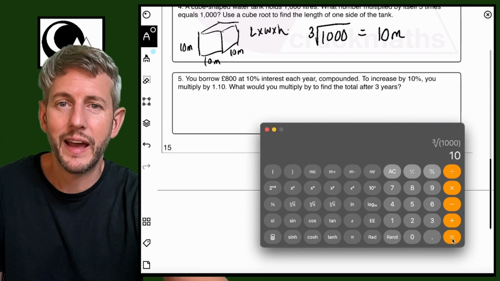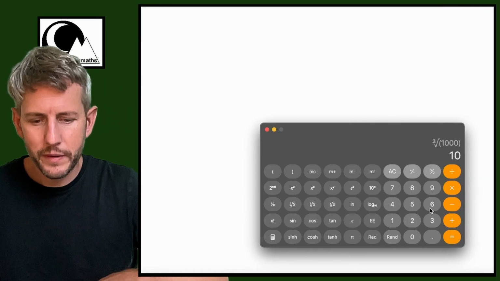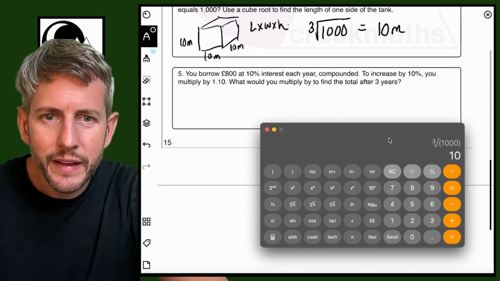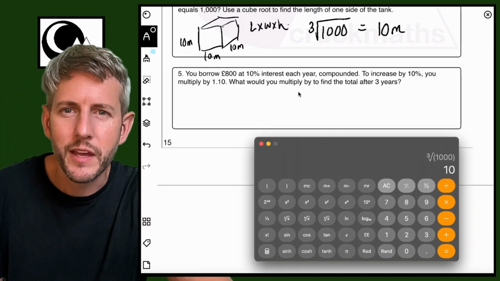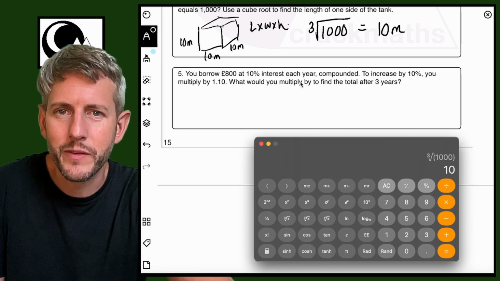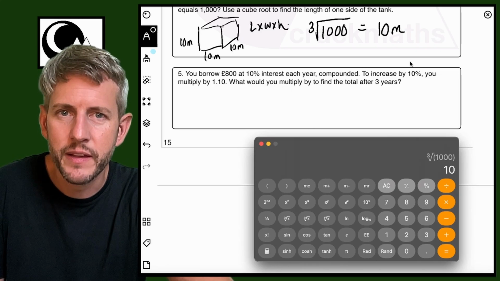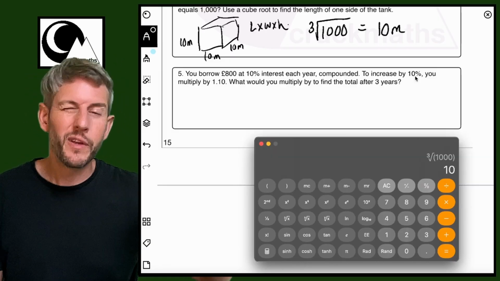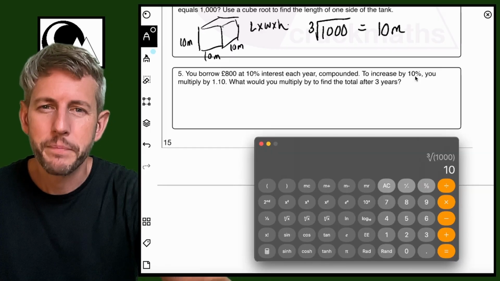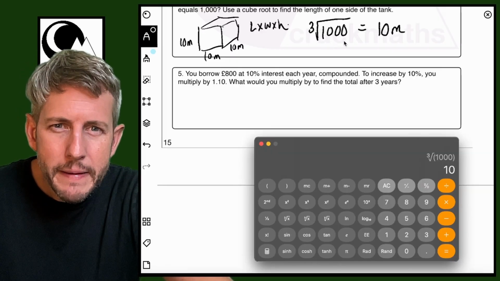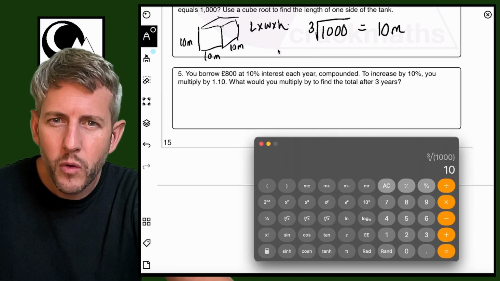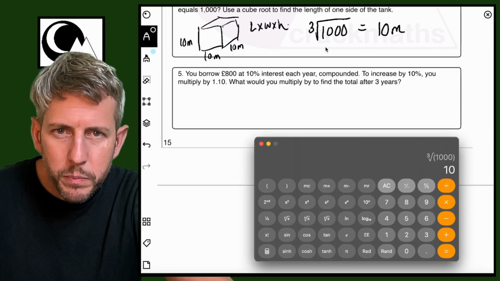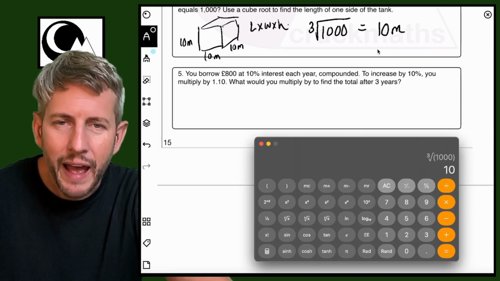Right, let's have a look at question 5. I'll roll that up a little bit more so that we can see it above the calculator. Oh, I can't. Let me move the calculator a little bit down. Question 5. You borrow £800 at 10% interest each year, compounded. Compound interest means that we're adding interest onto the interest, so we're going to keep multiplying by the same thing. To increase by 10%, you multiply by 1.1. What would you multiply by to find the total after 3 years?